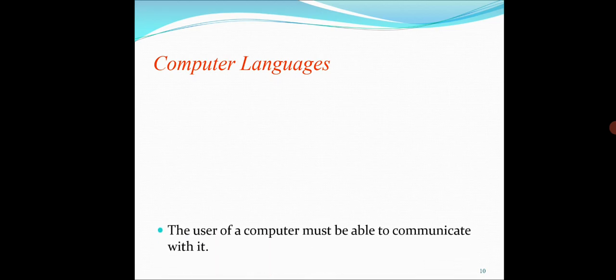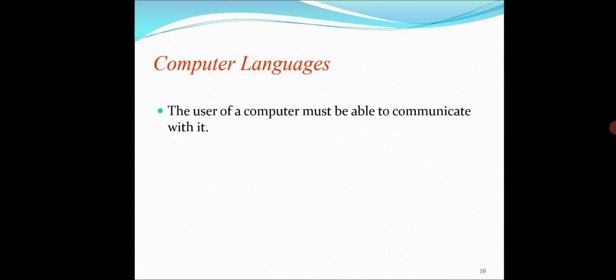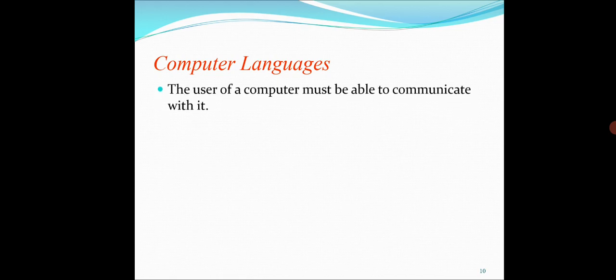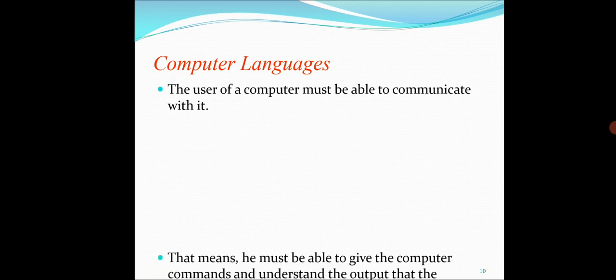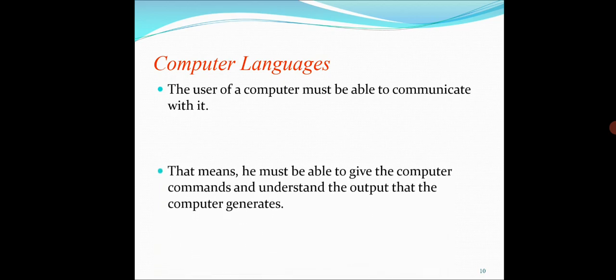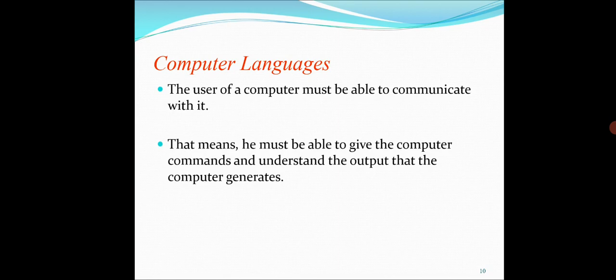Computer languages. The user of the computer must be able to communicate with it. It means he must be able to give the computer commands and understand the output that the computer generates. What we are giving to the computer, like input, processing and output, should first be understood by the user: what we are doing, what exactly is coming out, is it correct or not. First manually, the human beings should understand.